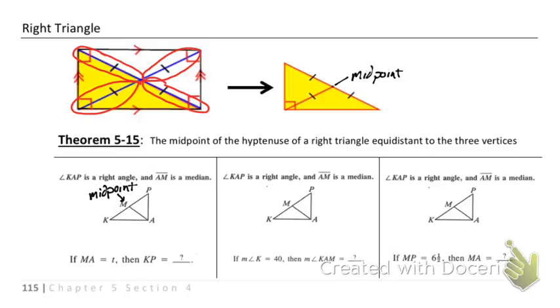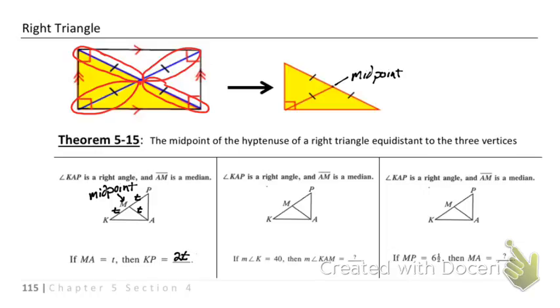So then it says MA equals T. So KP equals, who wants to take a shot, Amber? 2T. Yeah, it'll in fact be 2T. Because if this is T, M to P is T, and K to M is also T. So K to P is 2T.